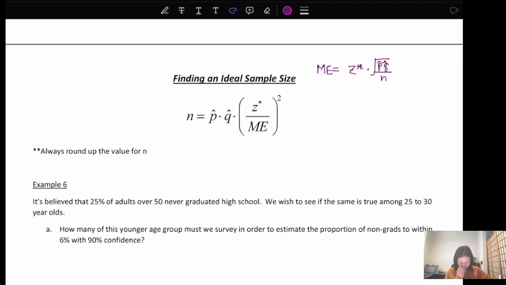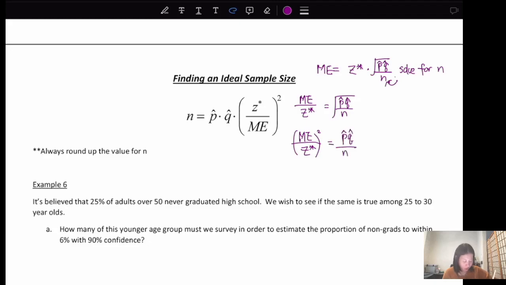Now, because we want to find the ideal sample size, that means we want to solve for n. In order to solve for n, we need to divide by the z-score on both sides. So now I have the square root of p hat q hat divided by n. Then I square both sides. I have ME, margin of error, squared equals p hat q hat over n.